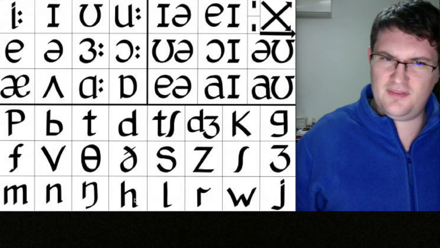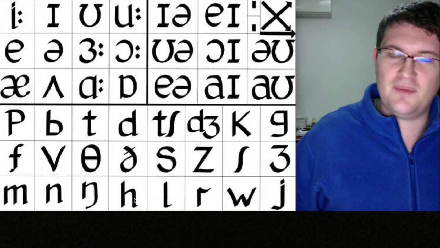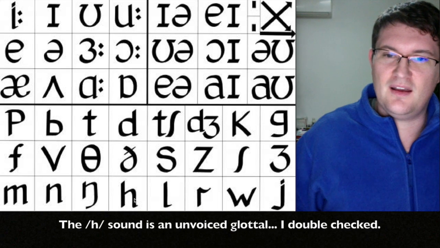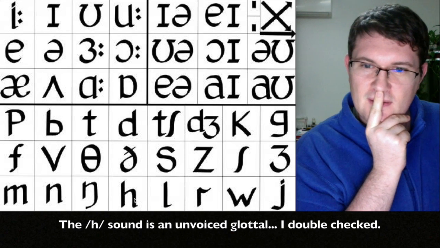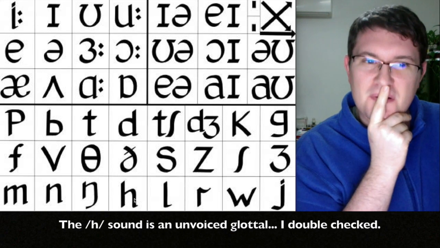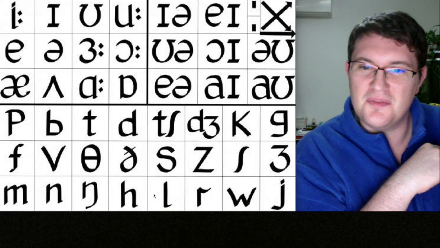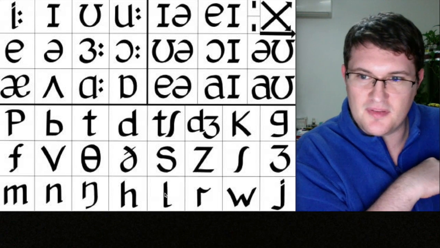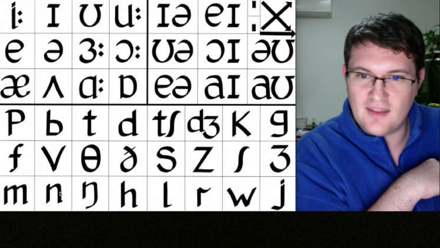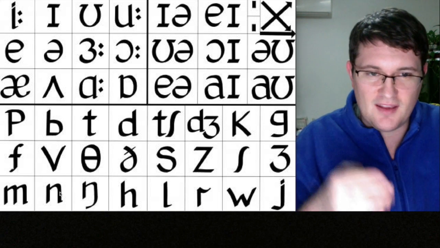And then we have this one right here, the unvoiced, I forget what that's called actually. I think it's called a glottal guttural. Better check that out. I will post that in here. Okay, so this is a lateral. You put your tongue in the same position as for the L sound, and you let the air go around the sides, lateral.